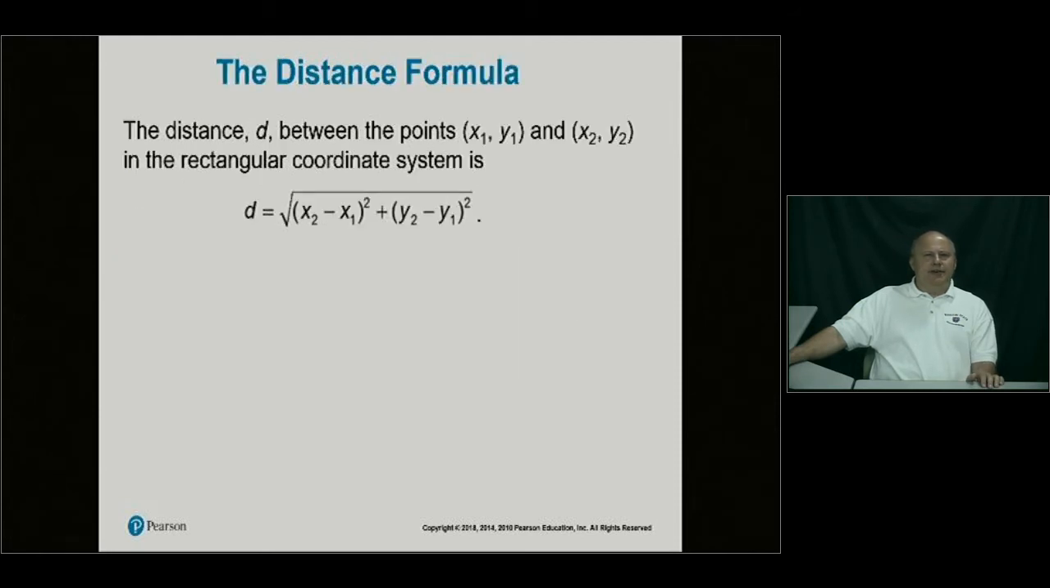First things first, the distance formula. The distance d between 2 points (x1, y1) and (x2, y2) in the rectangular coordinate system is the square root of (x2 minus x1) squared plus (y2 minus y1) squared. Now, if you look at these little subscripts, this really gets some people. They pay way too much attention to the subscripts, x1, y1.